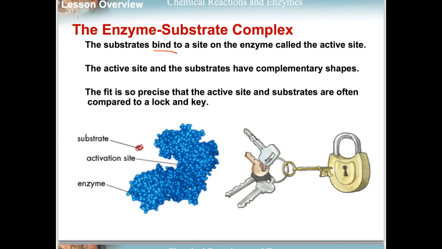Substrates are going to bind to a certain site on the enzyme called the active site. Now this site is complementary to the shape of the substrate, and so this is called the activation site on the enzyme, and it is so specific that it is sometimes referred to as a lock and key mechanism. And generally the reason why there is only one enzyme for every chemical reaction is because the shape of the enzyme is fitted to the substrates that are involved in the chemical reaction that this enzyme is going to catalyze.